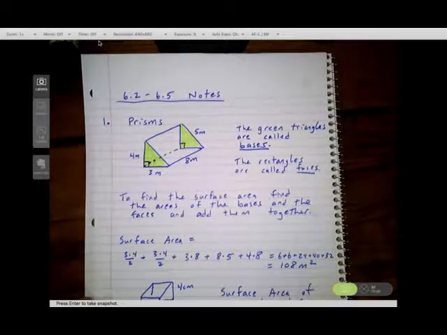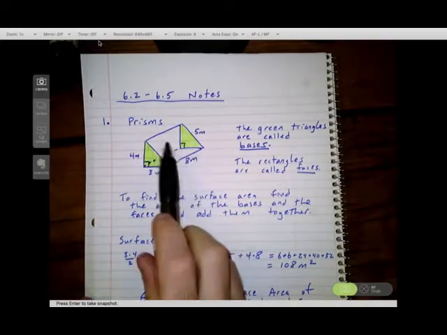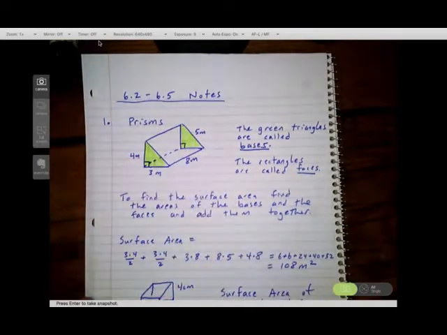Okay, so you can definitely use a calculator on this assignment, by the way. So again, you're just going to find the area of all of the faces plus the two bases in this case and add them up.